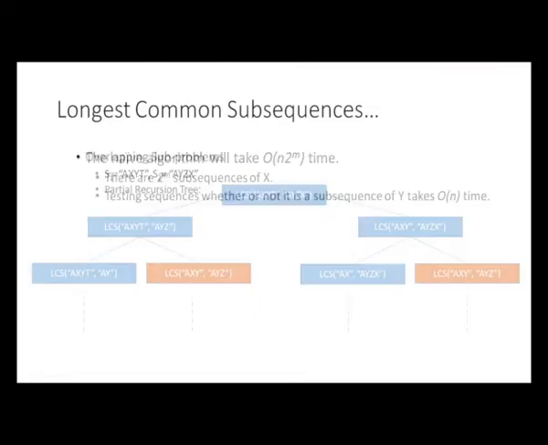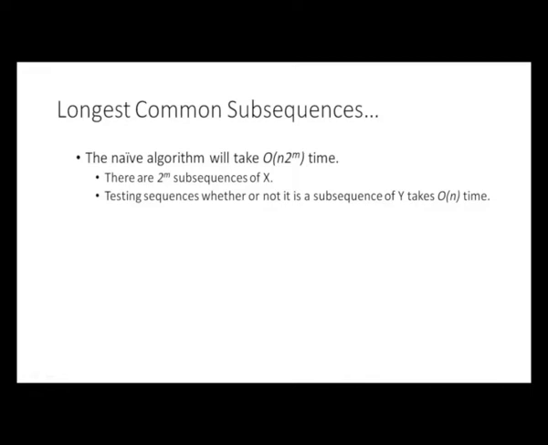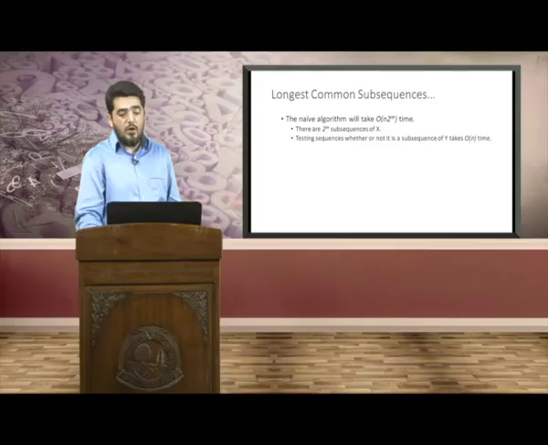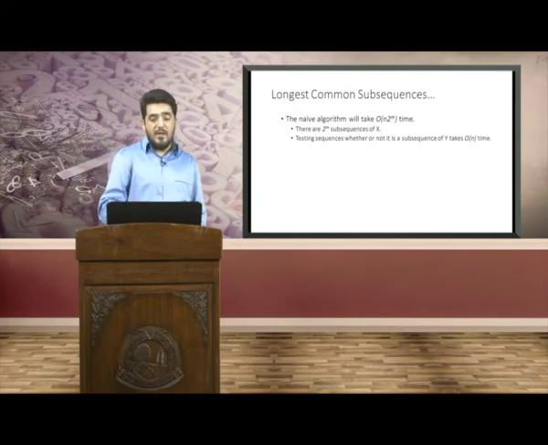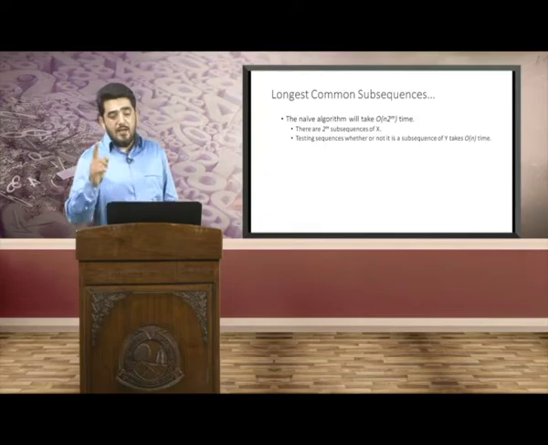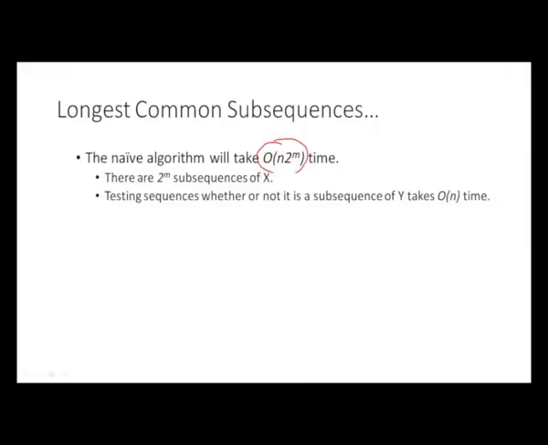Again, if we look at the naive approach, that is using pure recursion, you can observe that it will take order of n into 2 raised to the power m time, where n is the length of one sequence and m is the length of the second sequence. Why is that so? It is because there are 2 raised to the power m subsequences of x, one input sequence, and there are n characters in the second sequence.